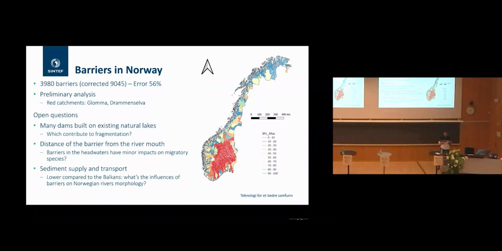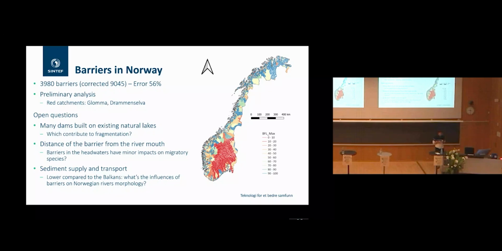In Norway, obviously, salmon is the flagship species, the most important species. So we need to consider the migratory routes. A barrier in the headwaters might have a lower impact than one just close to the sea. This is something that we didn't do in the Balkans and not even in Norway, but it's a question that is there.